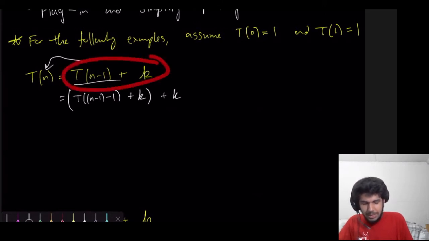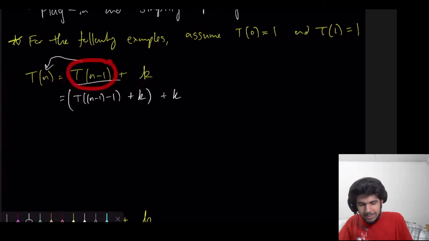So we started out with this, and then we wanted to simplify this. So we took this n-1, plugged it into here. When we plug that in, we get T(n-1-1) plus k. So that's this entire term. And then we still have to add this plus k from before, so that's that. Okay, so that's equal to T(n-2) plus 2k.